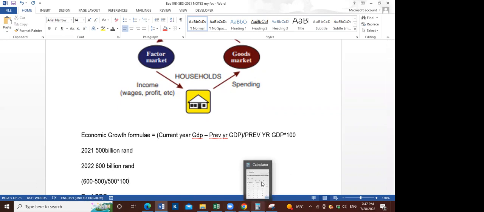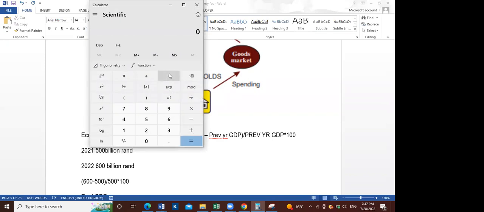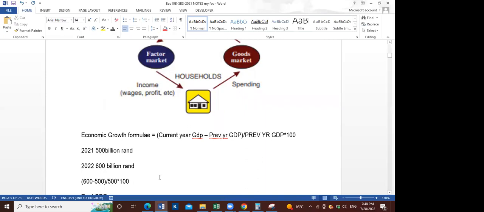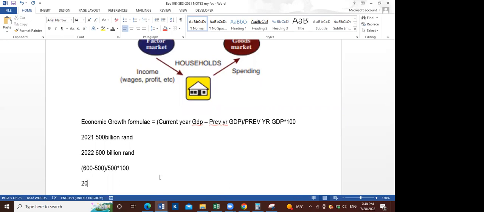Let's see with the calculator here, what are we going to get? So we're saying 600 minus 500, divided by 500, times 100 to get it in percentage terms. Okay, did I do it correctly here? Let me see. So 600 minus 500, divided by 500, times 100. 20%. So that means that there is a 20% growth. There will be a 20% growth if these are the actual figures in the GDP in 2022.